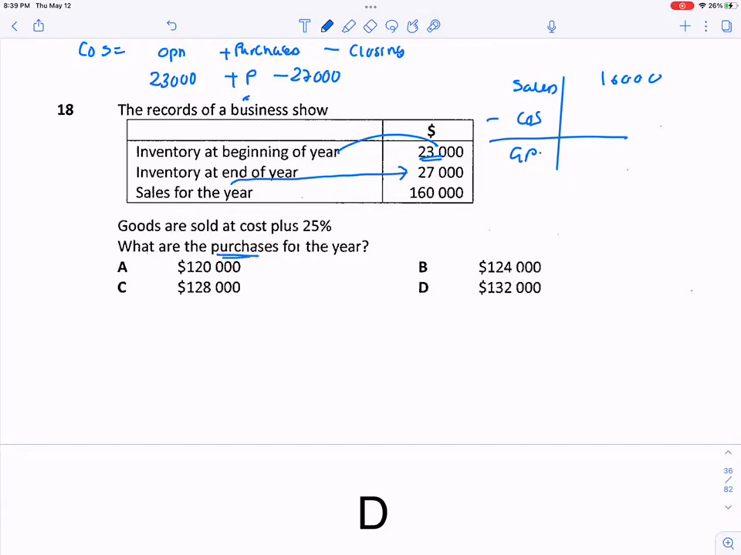Miss, so you're gonna do cost plus 25%. Profit is how much? 25% on what? 160,000. Miss, it's 40,000.